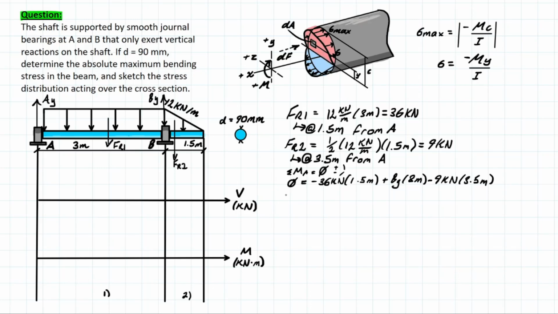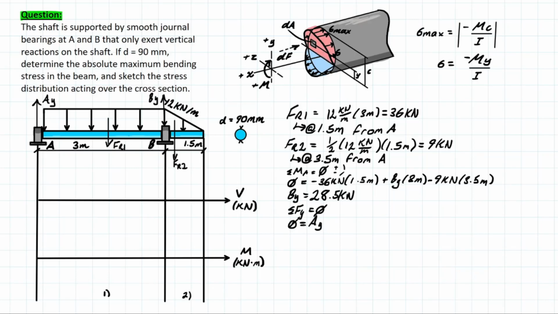Solving for the reaction at B, we are simply left with 28.5 kilonewtons. And we do the same thing, except now we only have one unknown, Ay, so we can solve for the summation of forces in y and start plugging in what we have. So we don't have Ay yet. I'm going to assume that's positive.